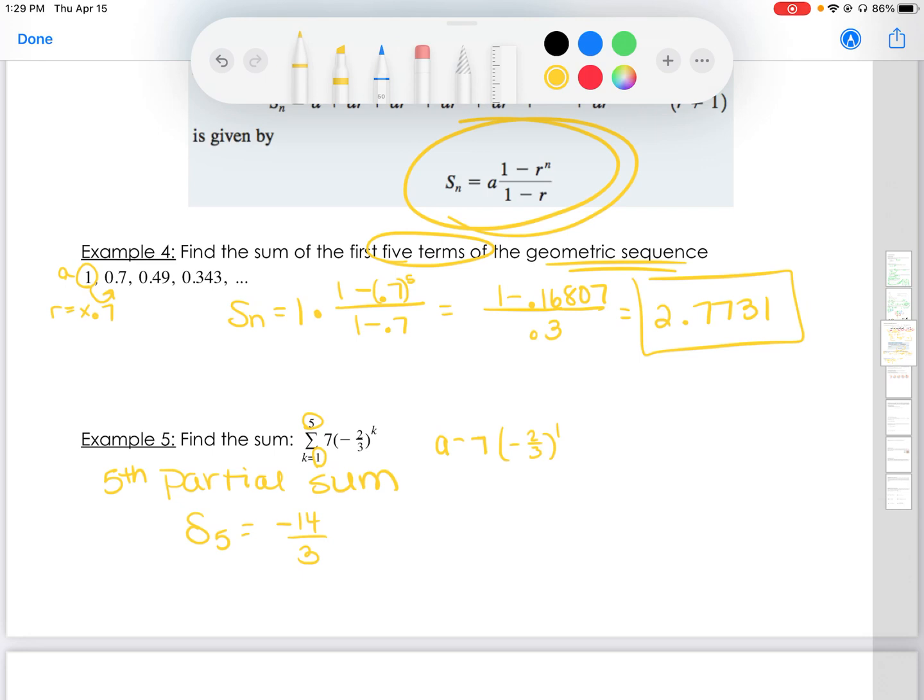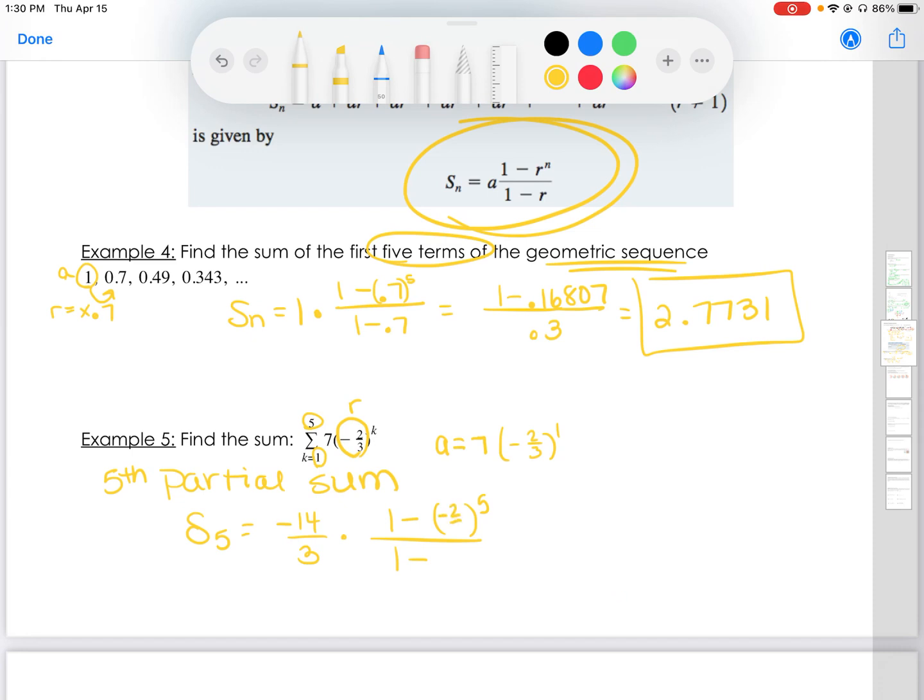Okay. Then I have times that fraction. So it's 1 minus r to the 5th power over 1 minus r. So in order to figure out r, I just need one more of these. Or, honestly, I could just use this right here. This is my r. But if I wasn't sure, I could find another term and then find the ratio between them.